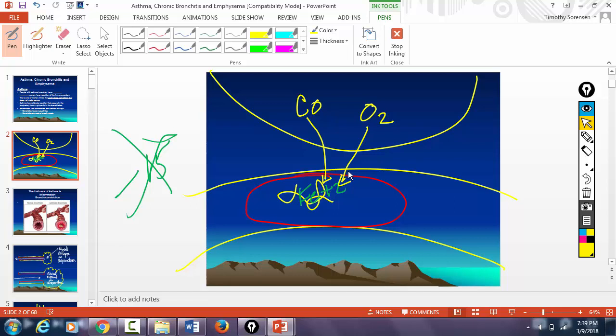And if you're not removed from that situation, you will die. You will asphyxiate yourself. You will not send oxygen to your brain, and you will die from oxygen deprivation to your brain. So you want to give a person oxygen.